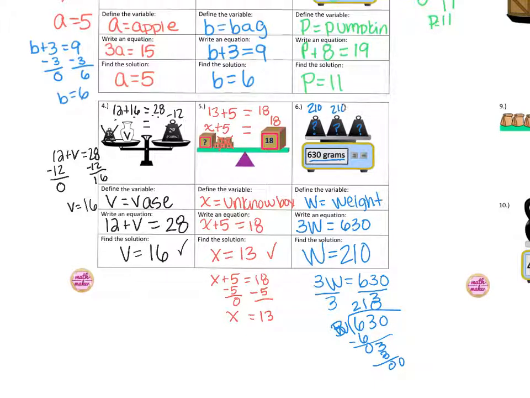And let's see if that makes sense. If I have 210 3 times, 200 3 times would be 600. 10 3 times would be 30. So that does make sense. That would be 630 total. So my answer makes sense here too.